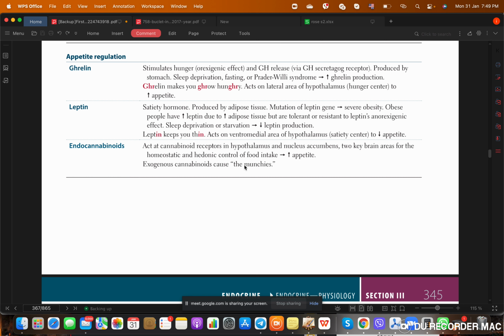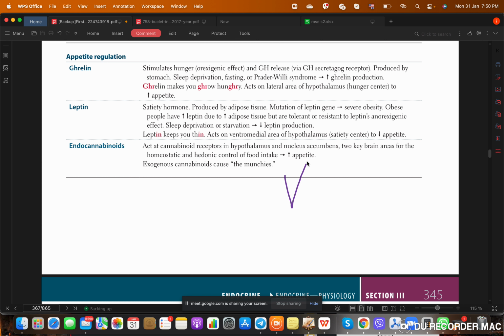So the next one goes like this. Obese people have increased leptin due to increased adipose tissue, but are tolerant or resistant to leptin's anorexic effect. What is anorexia? I don't want to eat. Leptin makes your satiety go up. Sleep deprivation and starvation decrease leptin production and increase ghrelin because they force you to go eat. So leptin keeps you thin.